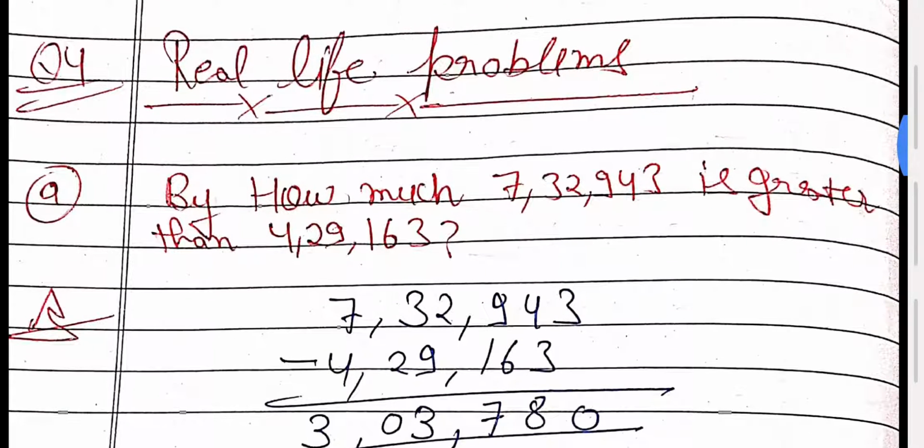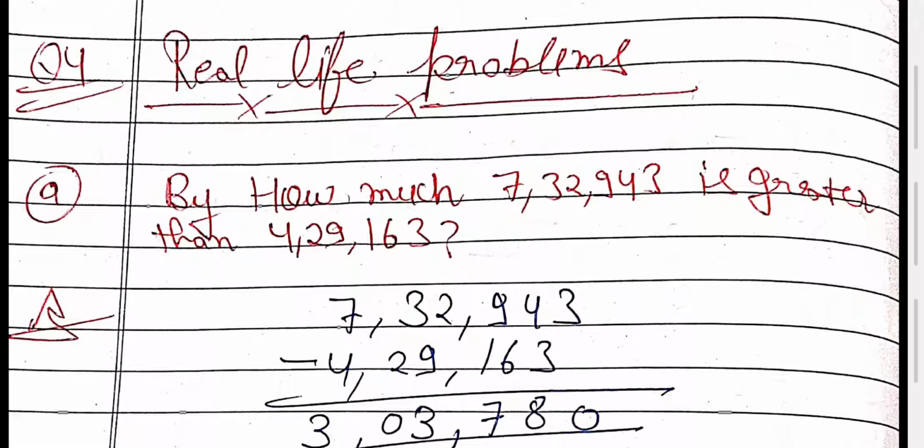So just see what the first question, A part, is. How much is 7,32,943 greater than 4,29,163? It means you have to tell how much 7,32,943 is greater than this number. For finding the number, what do you do? Simply minus, nothing else. So you have to subtract 4,29,163 from 7,32,943. Simply do subtraction, nothing else, and you will get your answer.